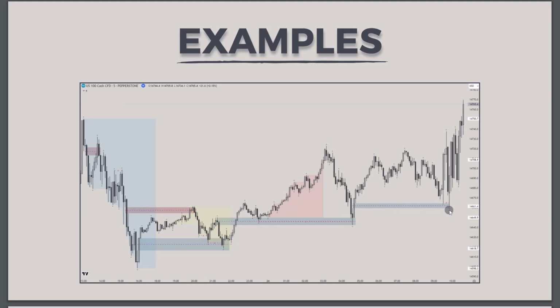And we can see that after some time, price is respecting the fair value gap with a sweep. So sweeping the short-term low into the fair value gap, pushing higher. That's a high probability setup right here.